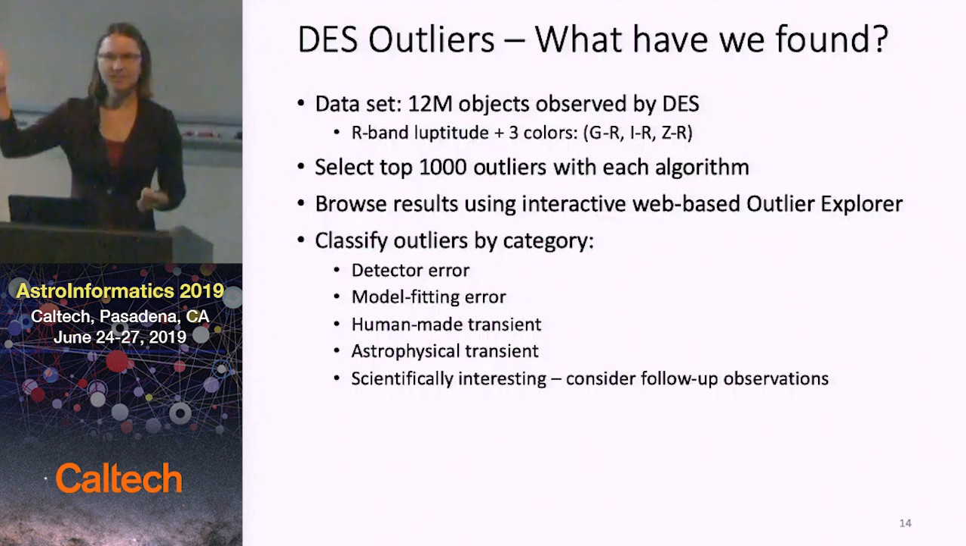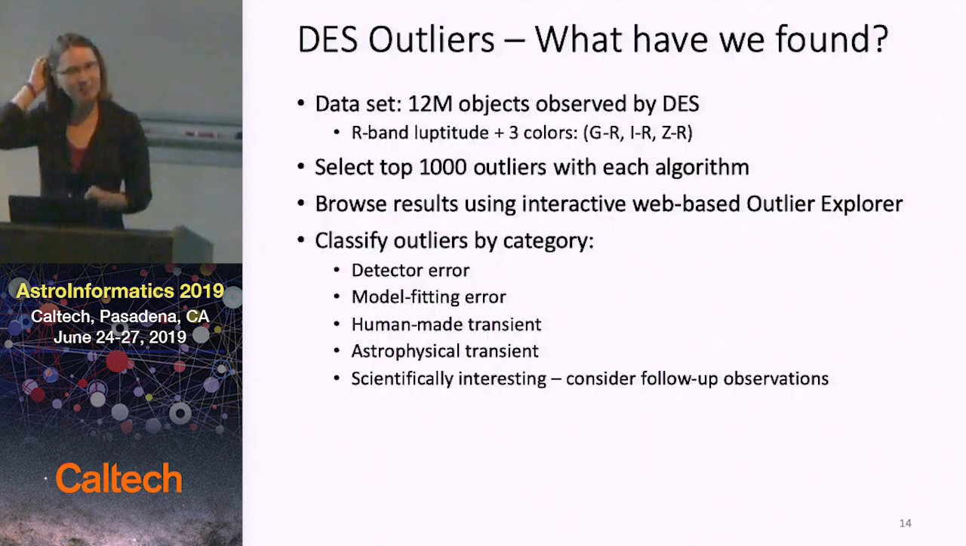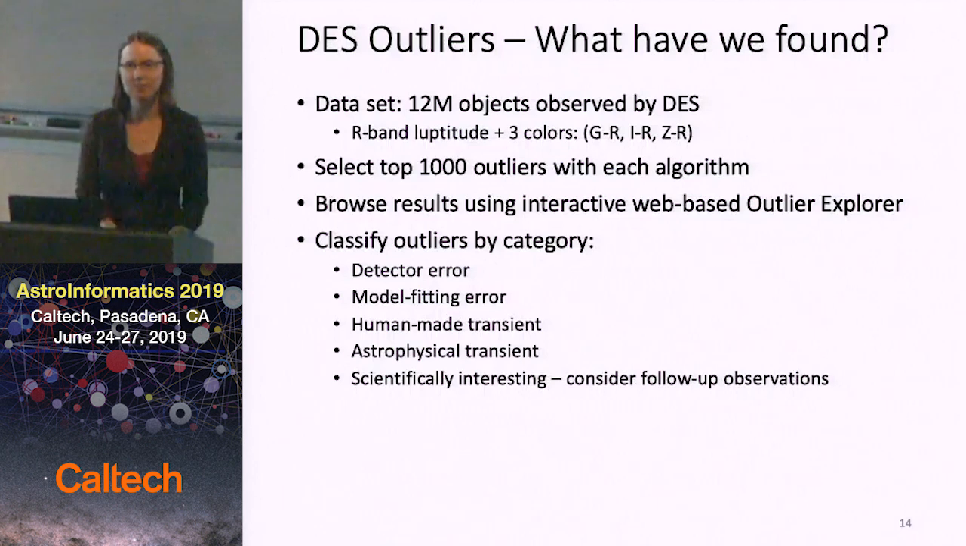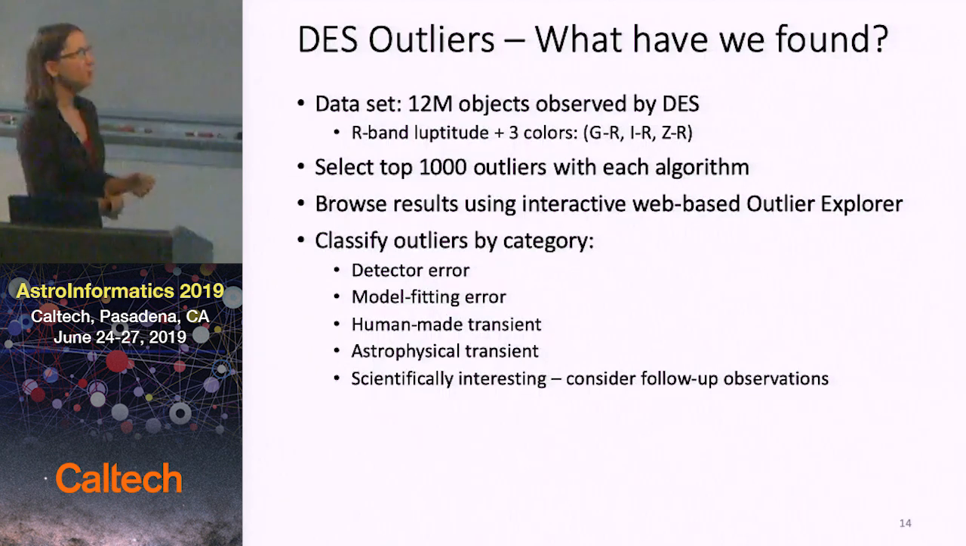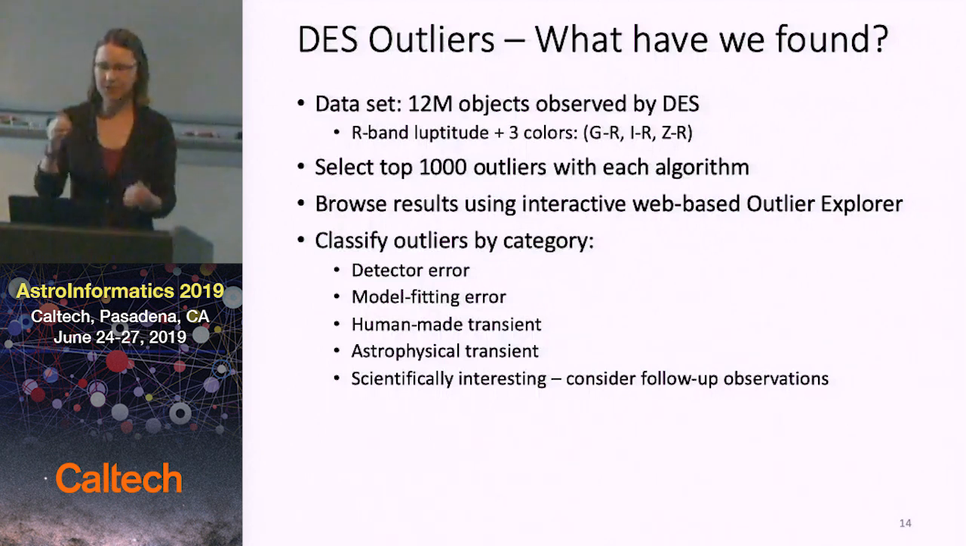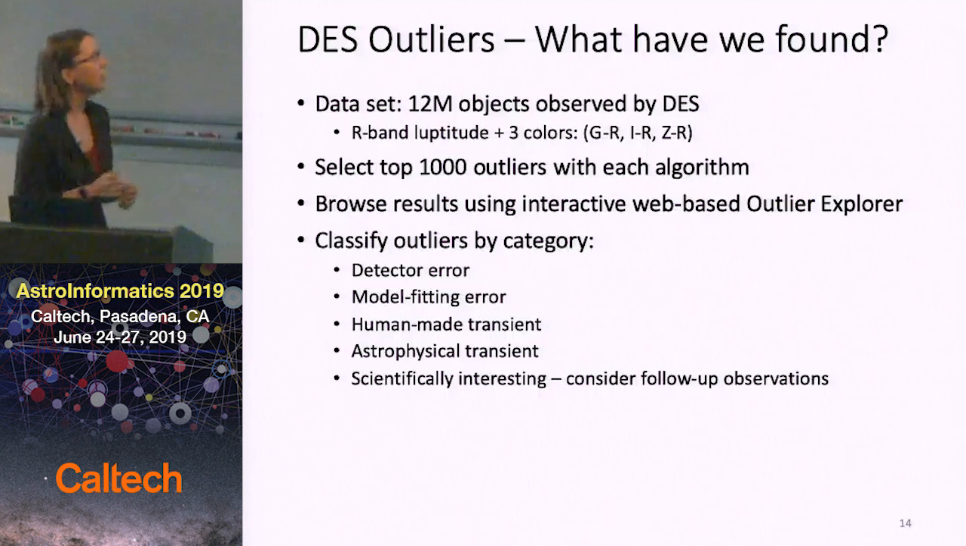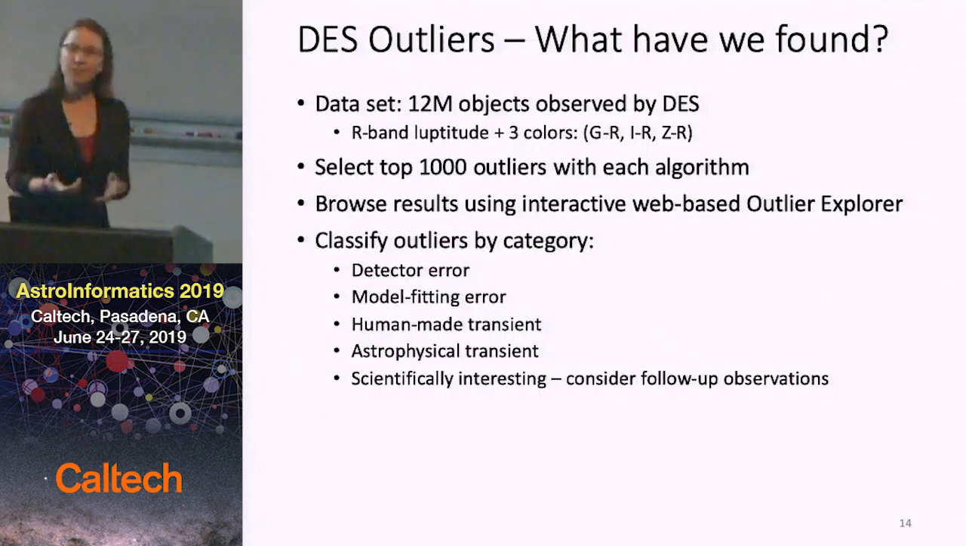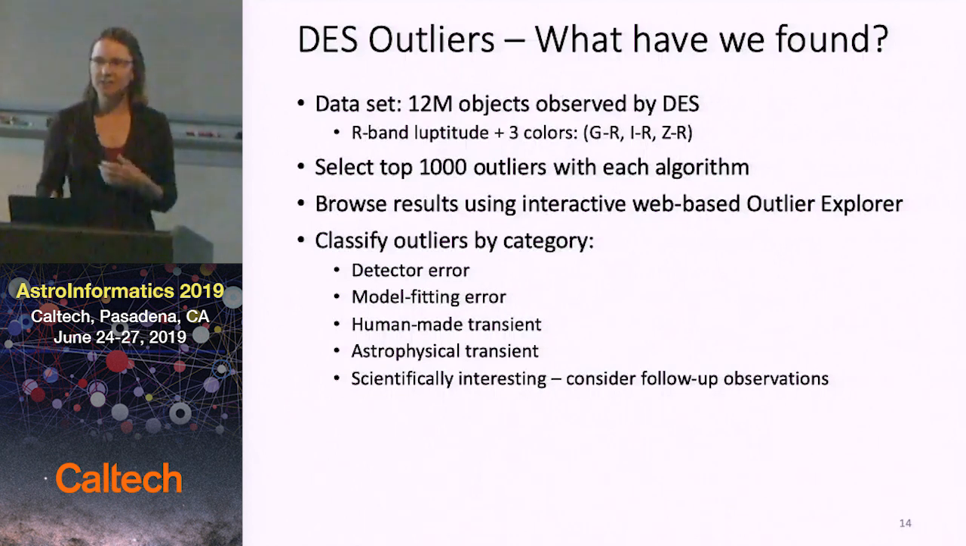Who knows what a luptitude is, out of curiosity? Lots of you, awesome. You can think of it like magnitude, but it behaves better for very faint objects. So there are some good properties there. We look at that for the R-band, and then also color measurements of the differences we observe between I versus R, G versus R, and Z versus R. Each algorithm, we allowed to select the top 1,000 outliers from those 12 million. So 1,000 is kind of a lot for a human to look at, but as you can see, it's a very tiny sample of the entire data set.